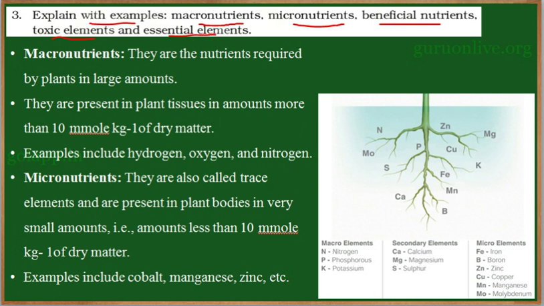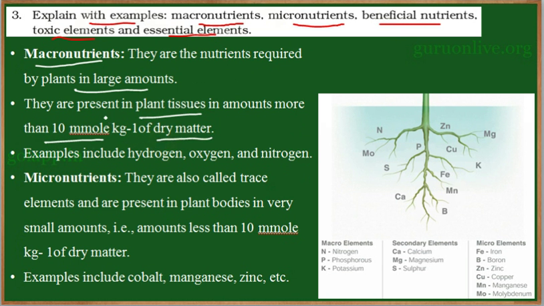The first one is a macronutrient. Plants absorb a variety of nutrients, but there are certain nutrients which are required in a larger amount, and they are generally present in all plant tissues in an amount of more than 10 millimole per kg of dry matter.